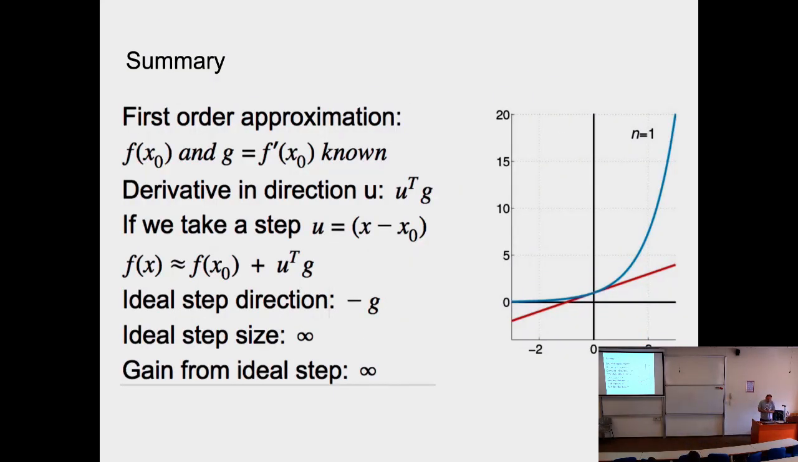Okay, so summary. We have a first order approximation, we have directional derivatives. If we take a step in a certain direction, then this is the type of result that we get, which makes the ideal step direction minus G and ideal step size infinite. And the actual gain, the change in F from the ideal step size, is also infinite, but these are not realistic because they're just the first order approximations. 30 seconds for questions on this slide.